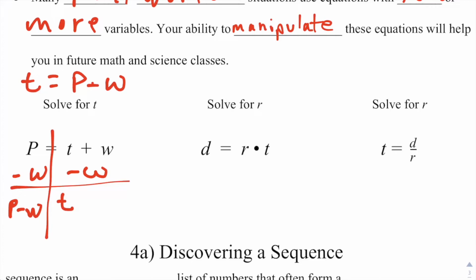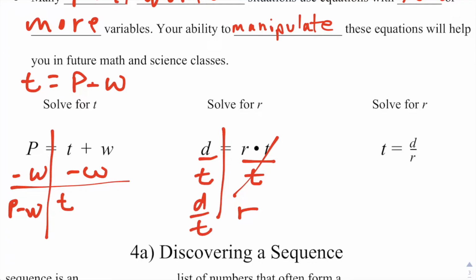Cool. Let's go solve for R on this one. So now I have multiplication. Again, there's my balancing point. So to solve for R, I got to get rid of this T. To get rid of that T, because it's multiplication, I got to divide. And if I do it on this side, I got to do it on this side. So these T's go away, and I'm left with R on this side. And on this side, I have D divided by T. So R is equal to D divided by T.